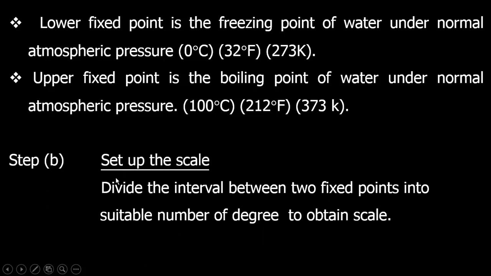Step B. Set up the scale. The lower fixed point and the upper fixed point are numbered: Celsius 0 degrees Celsius and 100 degrees Celsius. Then divide the interval between the two fixed points into equal parts, and assign suitable degree numbers. That is step B.